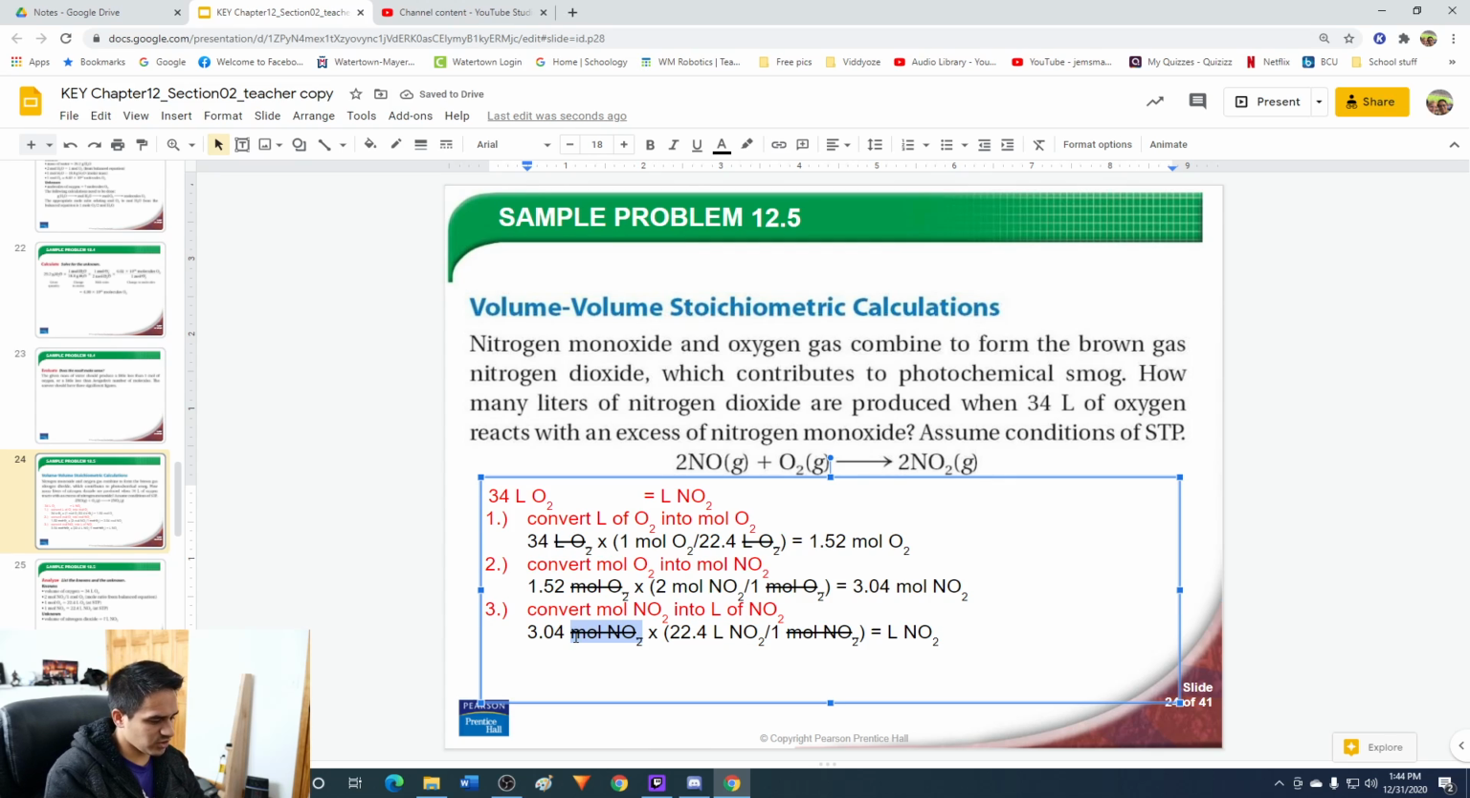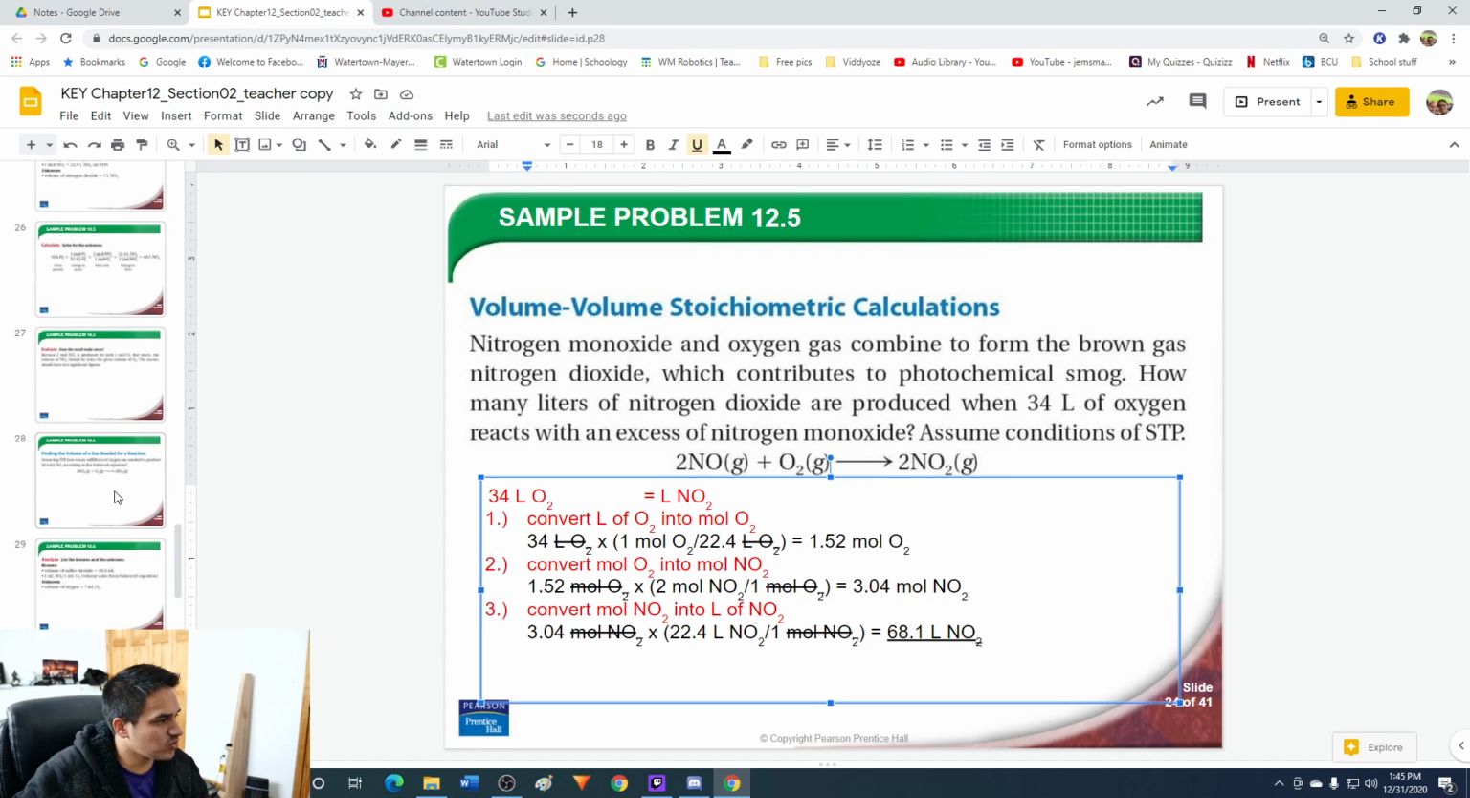And basically, we're going to take 3.04 times 22.4. And again, rounding to 3 significant figures, I get 68.1 liters of NO2. I don't know why it likes to do that. Okay. We got 68.1 liters of NO2 is how many liters of nitrogen dioxide we can produce from 34 liters of oxygen gas. Okay. All right.